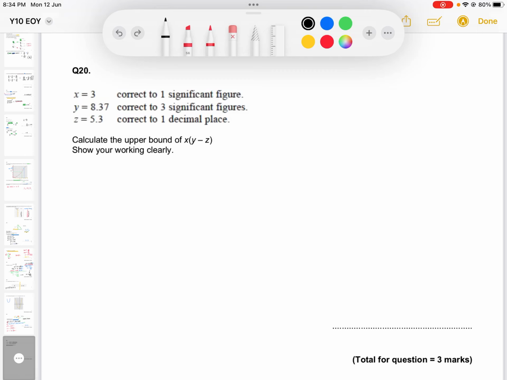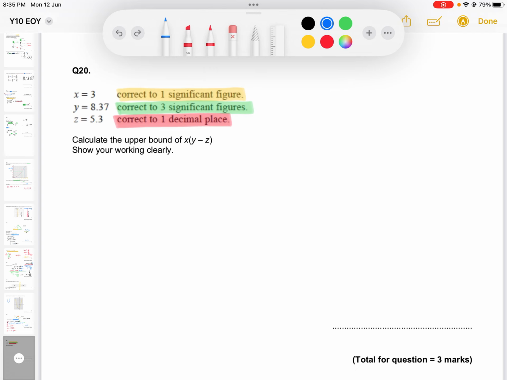Question 20. We've been given three values here. X is 3, Y is 8.37, and Z is 5.3. And we've been told what these numbers have been rounded to, correct to. That tells us straight away, without even looking at the question beyond, that we're going to be dealing with bounds of some sort. Now, if you just write down the upper and lower bound for each of these numbers straight away, you will get a mark in the bag before you even look at the formula itself.